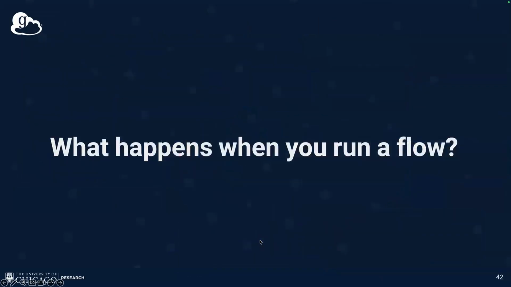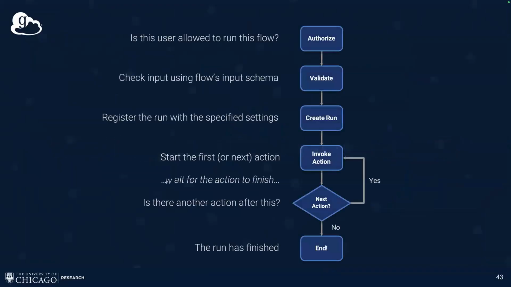Okay. All right. So really quickly, what happens when you run a flow? First of all, there's an authorization step. So regardless of whether you're using the web app, the CLI, or the APIs, if you say, I want to start a flow, the first thing Globus is going to do is say, do you have permission to do that? It's going to check the roles that have been set on that flow to see if you, A, can even view the flow, and B, if you can, are you permitted to run it? Because those are different permissions.